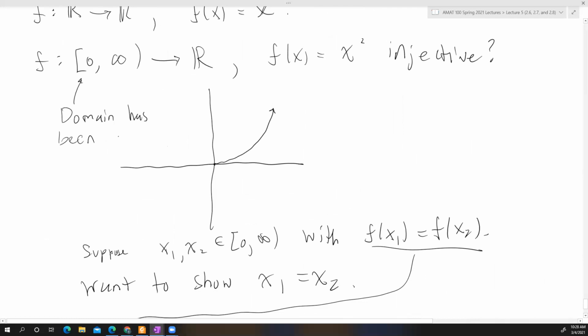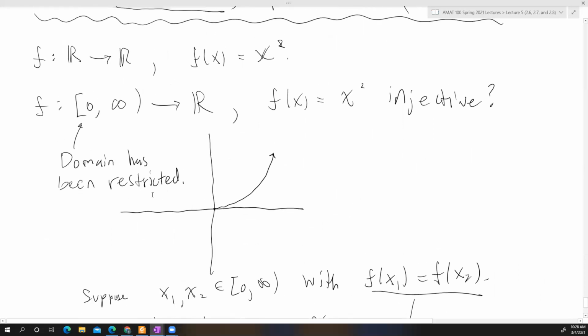So we're thinking about x, but with the domain restricted. Now, it's not always the case that you can restrict the domain in a nice way to get an injective function, but sometimes you can. But the point of this example is that you can't just look at the rule of the function to determine whether it's injective. You have to look at its domain also. You have to be careful about the domain.